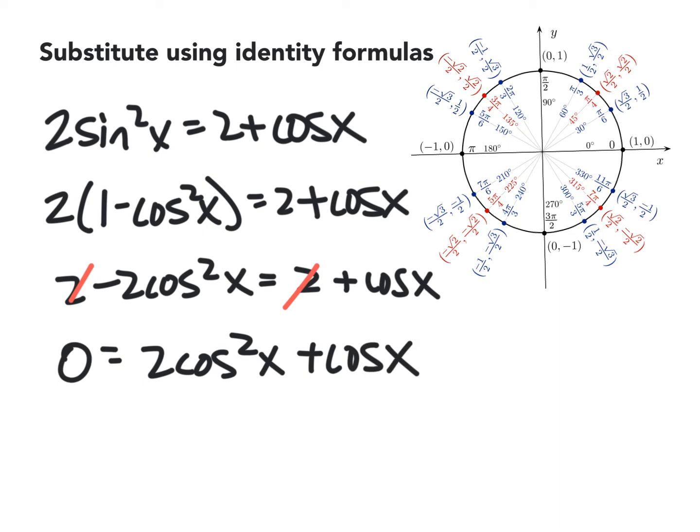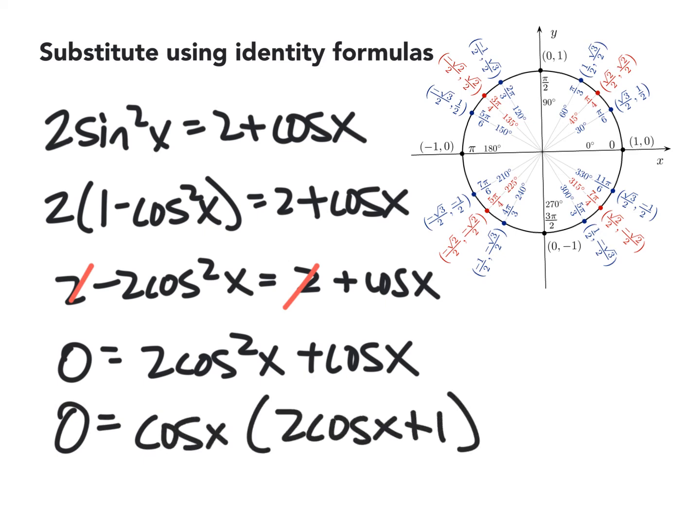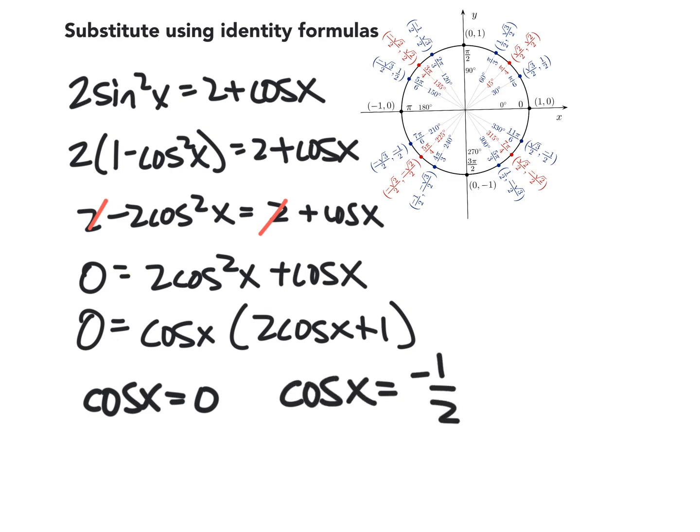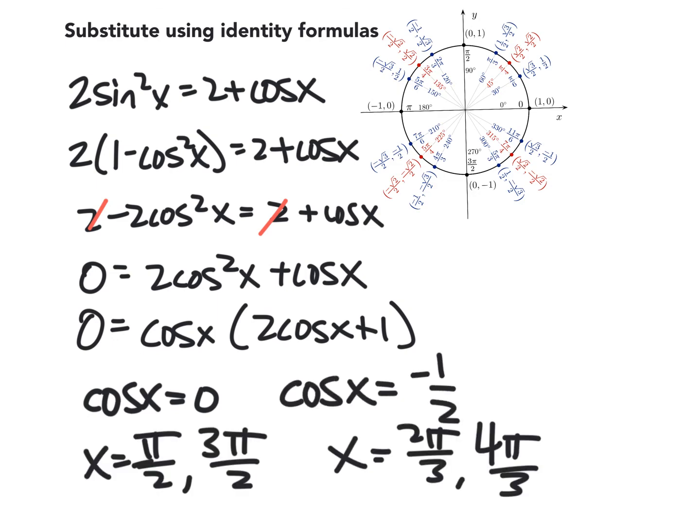Now I go back to my factoring out the GCF rules. Factor out a cosine x, 2 cosine x plus 1. And I'm going to look on the unit circle anywhere where the cosine of x is equal to 0 or the cosine of x is equal to negative 1/2. Those are going to occur at x equals pi over 2 and 3 pi over 2, or 2 pi over 3 and 4 pi over 3.